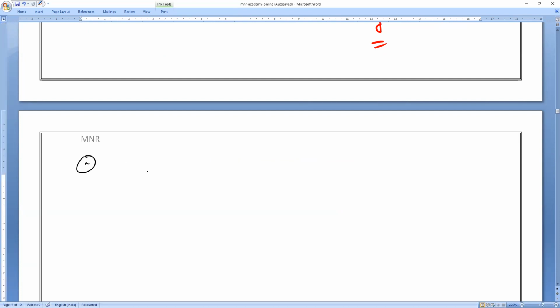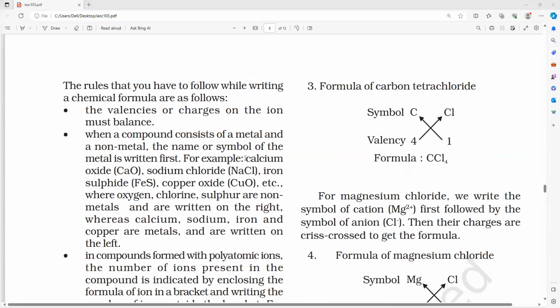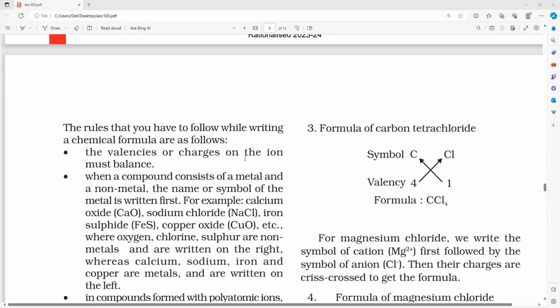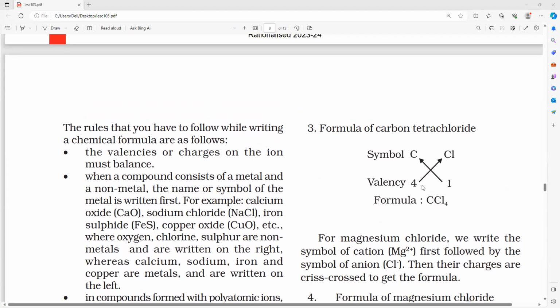For example, I will show you in your textbook itself. How many electrons are present in a chlorine atom? Totally 17, and 7 will be in the valence shell. So how many are required to become stable? 7 is there, 1 is required. But carbon, how many? Only 4 are there, and 4 are required for becoming stable.